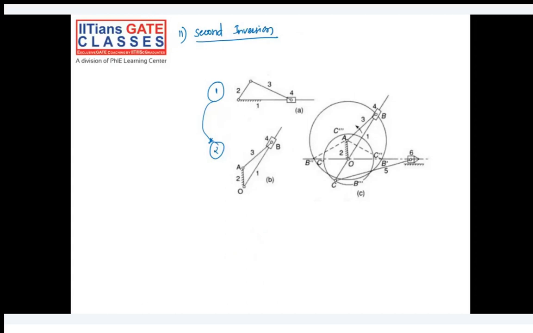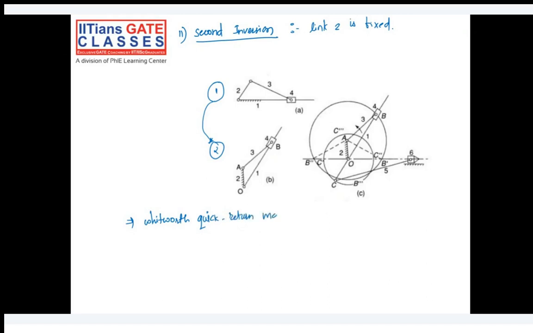Yes, in shaping machine, we do this. We use Whitworth quick return mechanism. Why? Because in case of shaping machine, during the forward stroke we are cutting the material, and that's why the forward stroke is a bit slow compared to the return stroke, because in return stroke we are not cutting the material, it's an idle stroke.